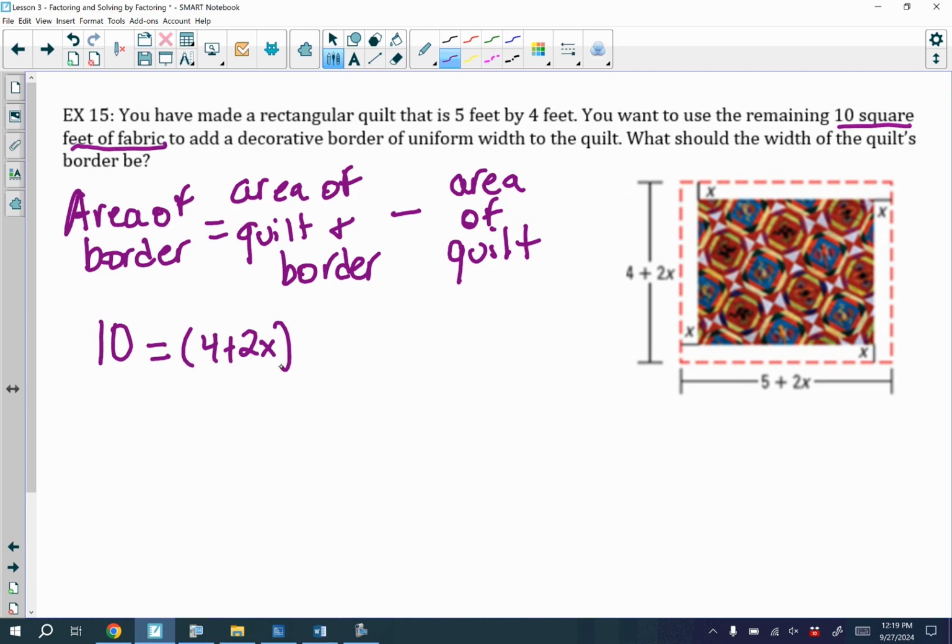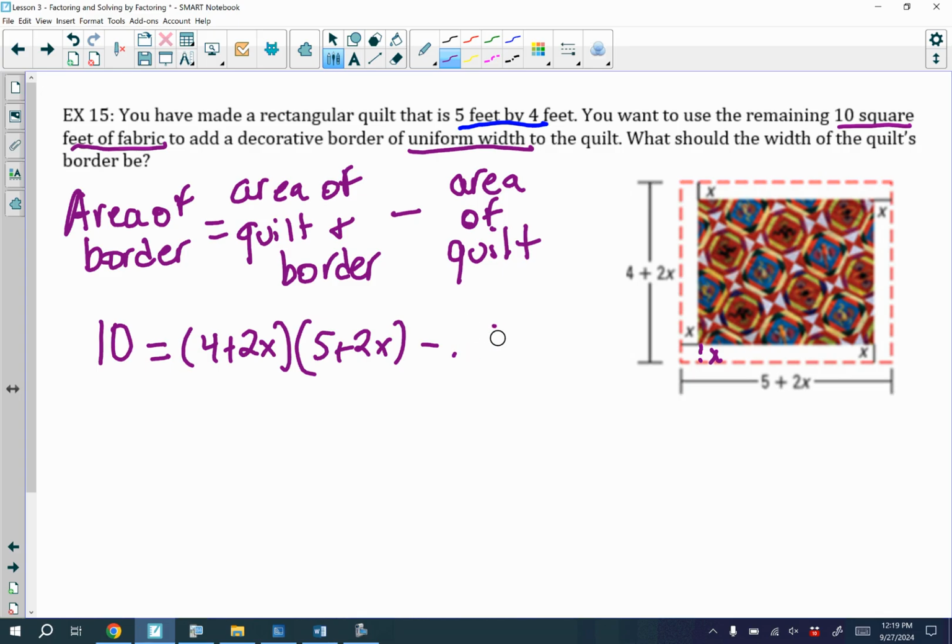You may be wondering, how did they get 4? Remember that the area of the rectangular quilt is just 5 feet by 4 feet, so 4 by 5 is the area of the quilt. How did they get the 2x? Remember, for the border, we're adding x on both sides. We add x to the bottom, and we're adding x here. We know both of these are x because it's uniform width, so it's the same width all around. Now I do the other part, so 5 plus 2x. And then our area of the quilt: they said we made a rectangular quilt that's 5 by 4. We multiply these two numbers to get our area, so that'll be 20.